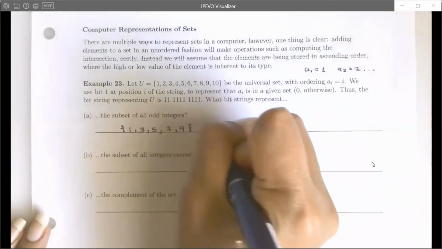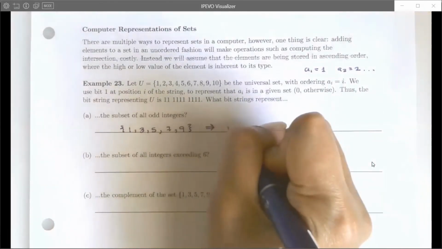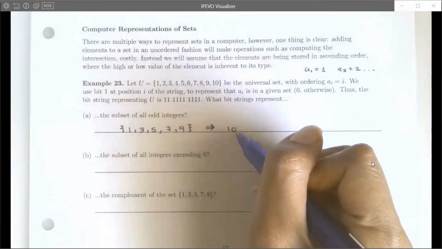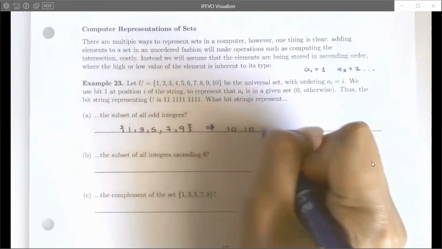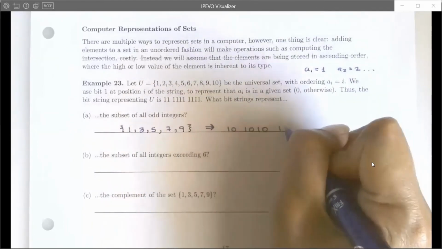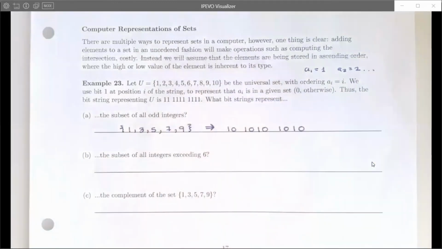So in bit string representation, that is going to be a 1, 0. Okay, so 1 is in the set, 2 is not. Then 3 is in the set, 4 is not, 5 is in the set, 6 is not, 7 is, 8 is not, 9 is, 10 is not. So that would be the bit string representation of the subset 1, 3, 5, 7, 9.